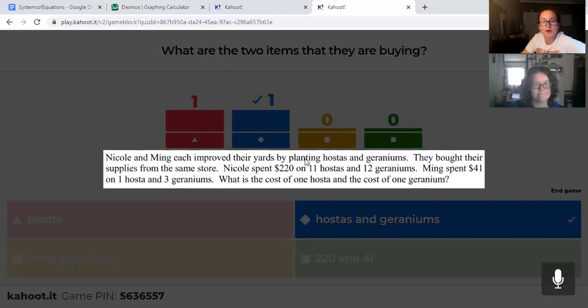The hostas and geraniums are what they are buying. And so that means when we set up our system of equations, for Ming, she's going to have an equation with hostas and geraniums. And then Nicole's going to have another equation with geraniums and hostas. What variable do you think you would use for hostas? 11H and 12G. Yes, that's going to be for Nicole. And what do you think Ming's will be? 1H and 3G. Very good, very good.